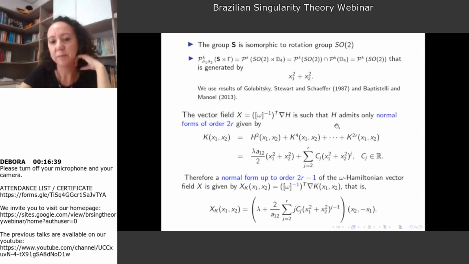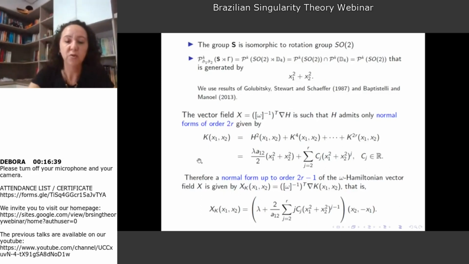So the normal form of the function H can be written in this way, where the generator x1 squared plus x2 squared appears. And it's easy to obtain: if you have a normal form for the map K, we have a normal form of the vector field only by computing omega, this matrix, times the gradient of K. So here we obtain a normal form of the vector field X.